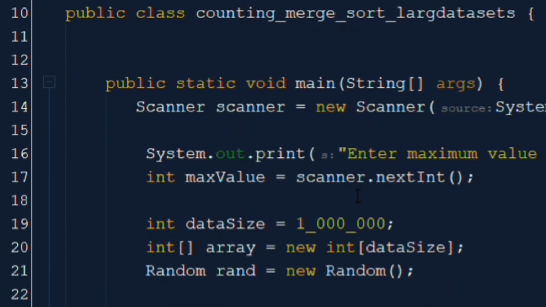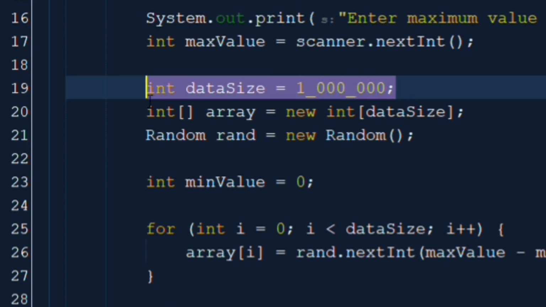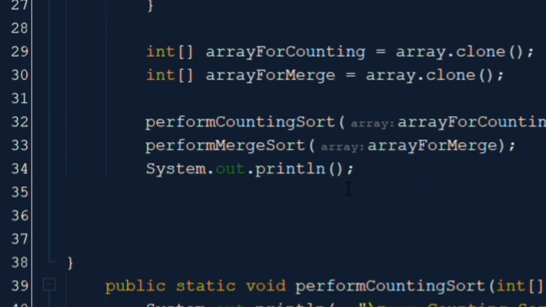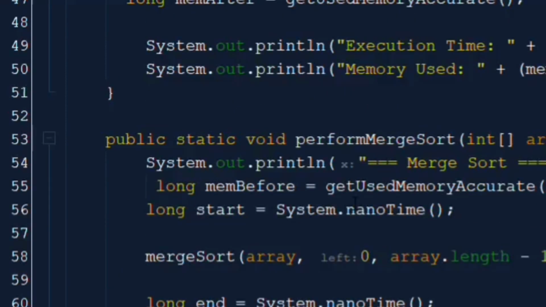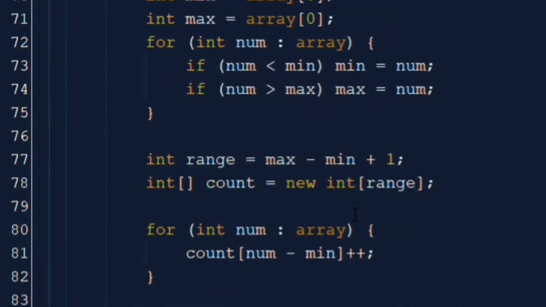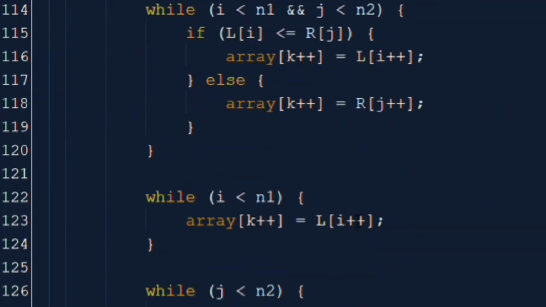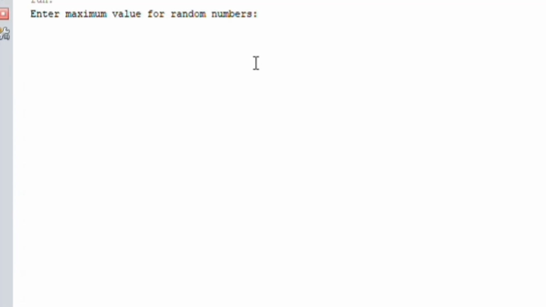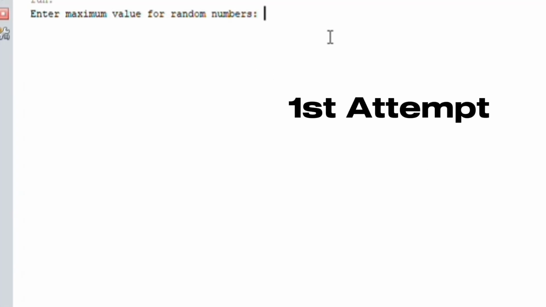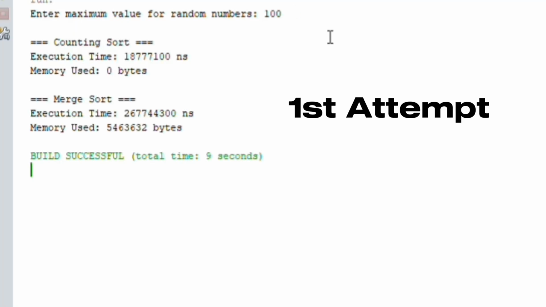In this code, we have a comparison of the counting sort algorithm and the merge sort algorithm with a data size of 1 million. With this, we measure the execution time and the memory use of each algorithm if the max value is higher. With these large datasets, the first attempt is 100. The counting sort algorithm's execution time was lower than the merge sort algorithm's, and the memory use was also lower than the merge sort algorithm's.